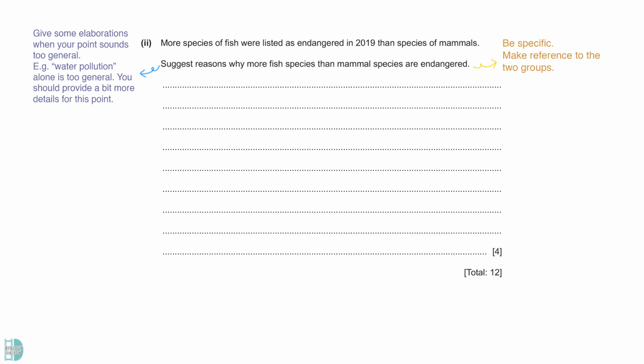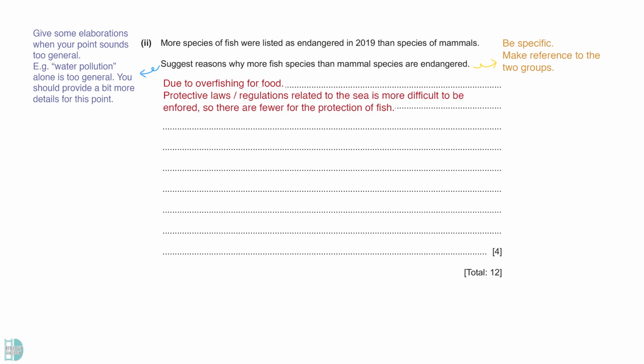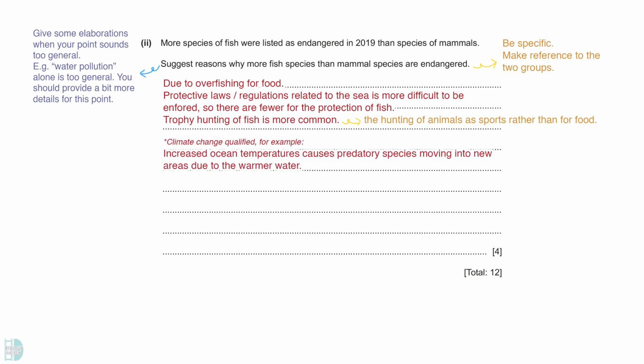Some logical reasons include overfishing by humans for food. Protective laws and regulations related to the sea are more difficult to enforce compared to land, so there are fewer laws and regulations in place comparatively. Many people take part in trophy hunting of fish, which means the hunting of animals as sports rather than for food. Climate change may play a part too, but further elaboration is needed.